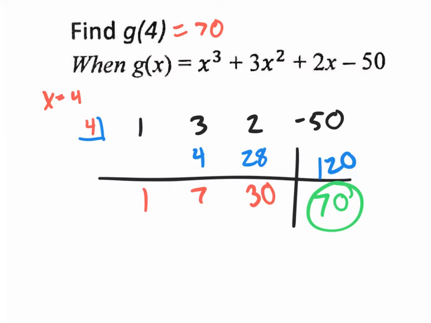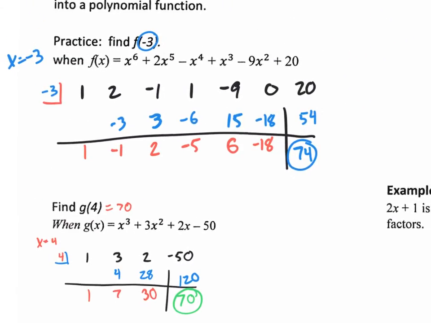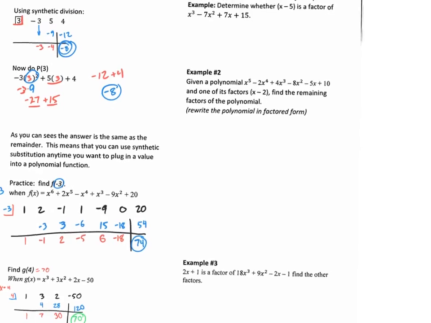So do you have to know this? You don't have to. Why not? Because you could always just go back and plug in 4 right here and do the math, and you should get that same answer, 70. But this is called synthetic substitution. I think it's a little bit faster than regular substitution.